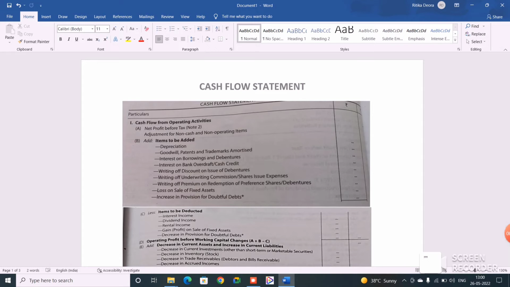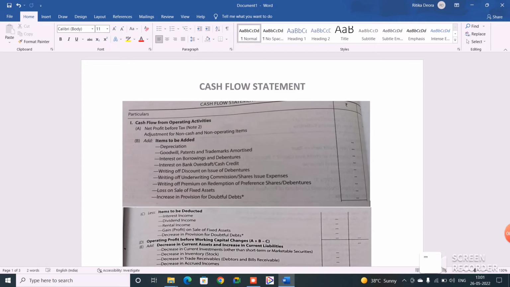We will remove those items which were debited or credited to our statement of P&L, but were non-operating or non-cash, right? For example, depreciation. It's a non-cash expense. We don't pay it in cash, so we will add it back. Then amortization of intangible assets, we'll add it back. Similarly, interest on borrowings and debentures. Now, interest on borrowings and debentures is a cash expense, but it is non-operating because it is finance cost. So it will go under financing activity, right?